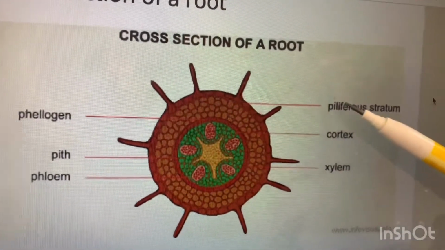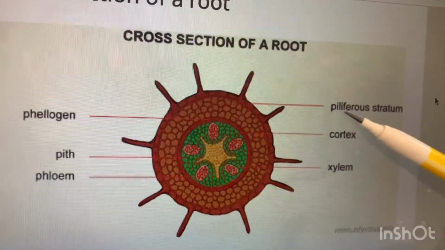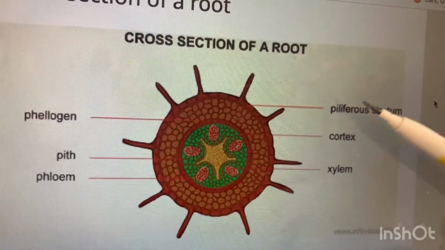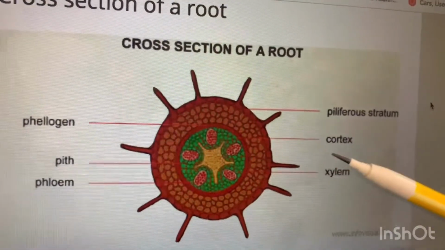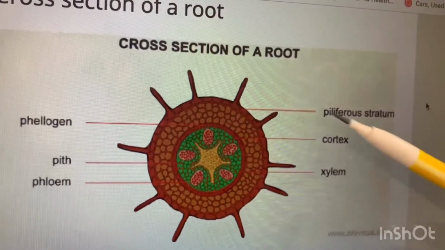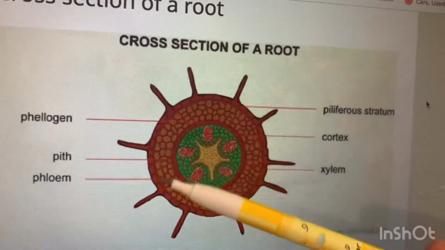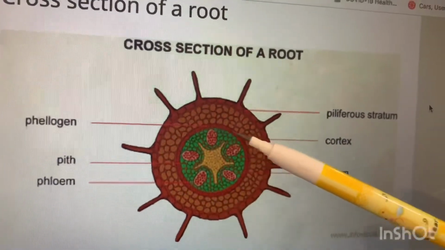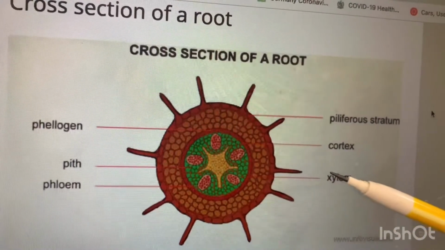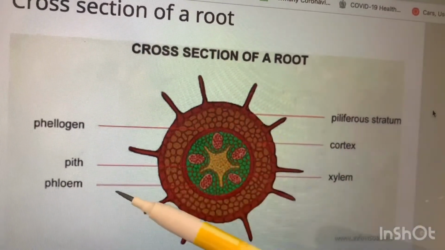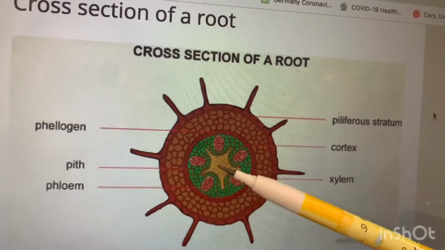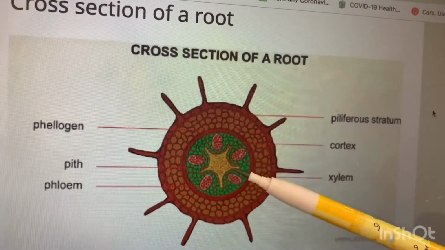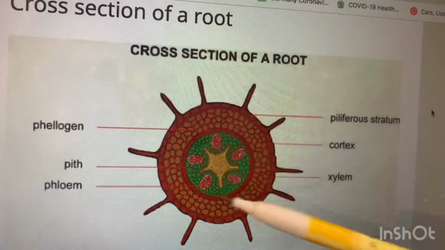Piliferous stratum. So what does the piliferous stratum do? It is the set of cells on the outer layer that carries the root hairs, whereas the cortex is the part of the root that protects the pith. So it is actually protecting the pith. Xylem is the woody part of the root, whereas the phloem is the vessels through which sap circulates. Pith is the center of the root, whereas the phellogen is the part of the root that produces the cork.